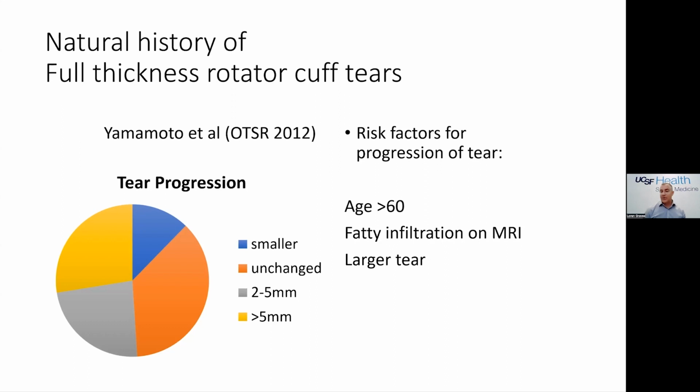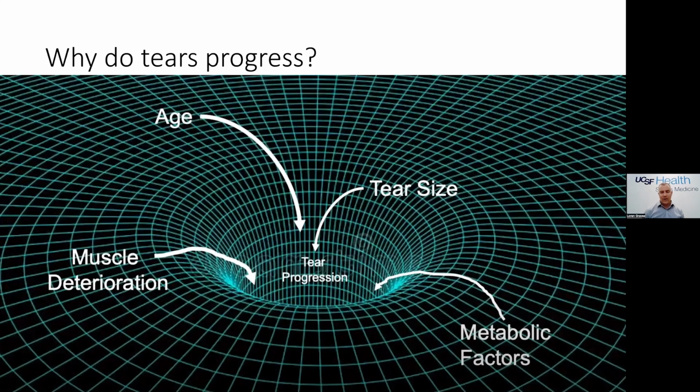We also know that as you get older, as the tear gets bigger, and as you develop muscle changes on your MRI, the risk factors all increase, and they all kind of add together. And the way I like to think about this is kind of one of those gravity plots. So tears progress because as we get older, the overall strength of our rotator cuff gets a little bit weaker. That's probably the biggest factor. The second biggest factor is muscle deterioration. As the muscle degenerates, you don't have the same pull on your rotator cuff. That seems to push towards tear progression.